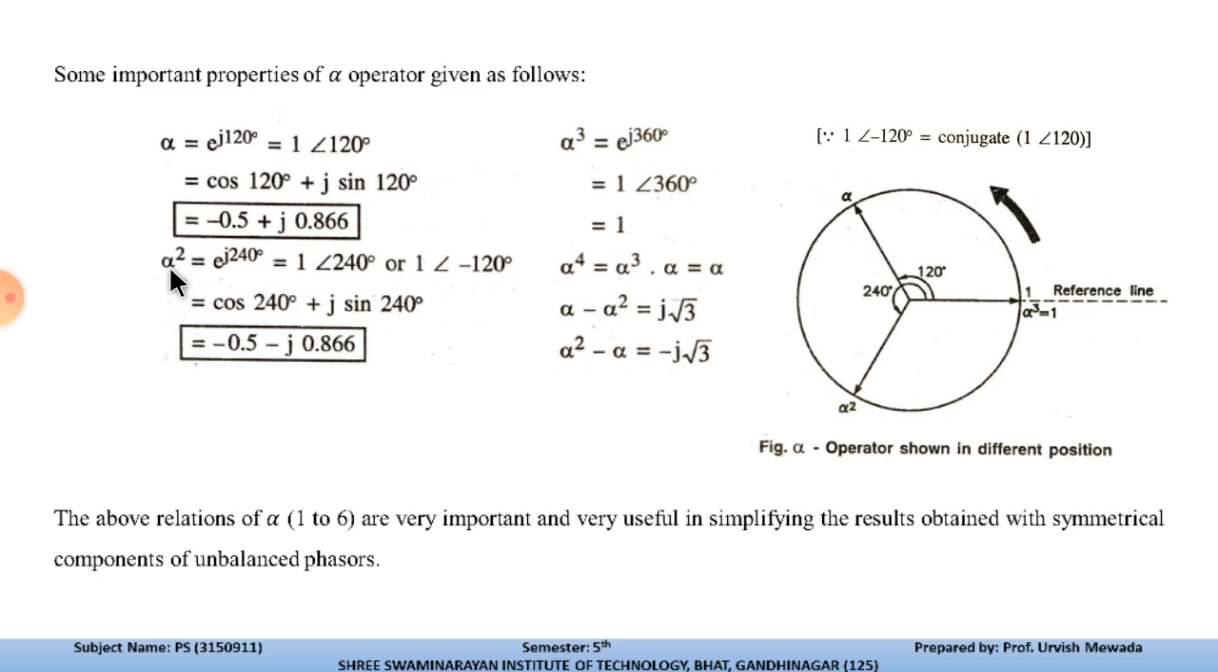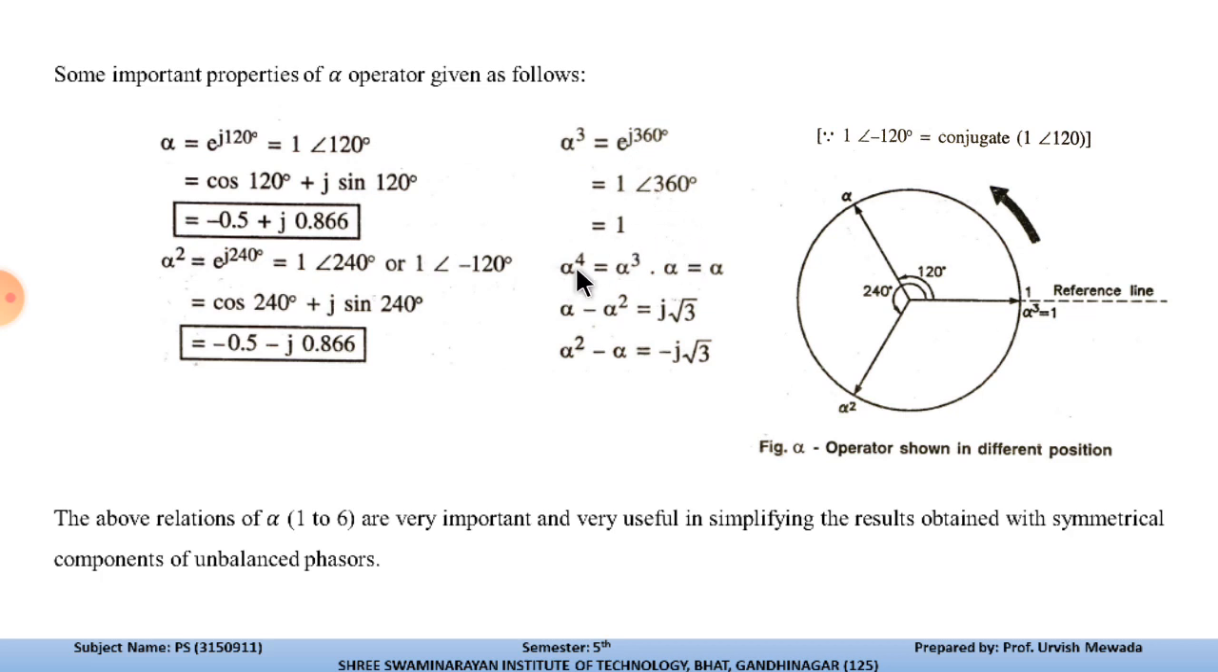For alpha raised to 2, the angle becomes 120 plus 120, so it will be 240. So e raised to j240 is 1 at angle 240, or we can write 1 at angle minus 120. So cos 240 plus j sin 240 will be minus 0.5 minus j0.866. For alpha raised to 3, it will be 120 more than alpha raised to 2, so j360, 1 at angle 360, which is 1. So alpha raised to 3 is equal to 1.